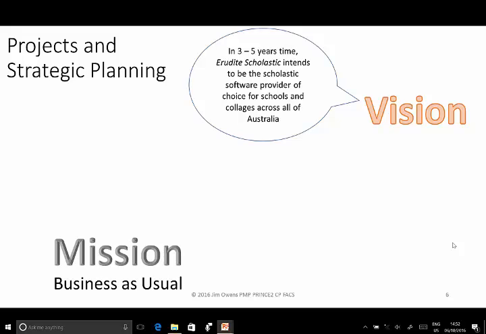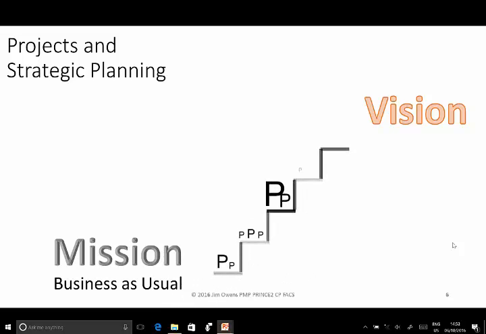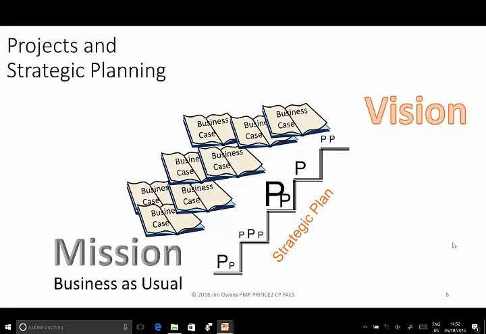To answer this question, imagine there's a stairway running from the organisation's mission all the way up to its vision. And each step on that stairway is one or more projects of varying size. And each project on the stairway is supported by a business case, linking it to the business strategy and detailing the business benefits. This stairway is called the strategic plan, and it represents the required business change.